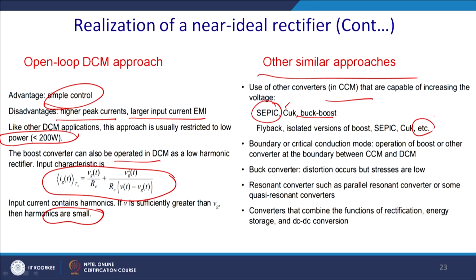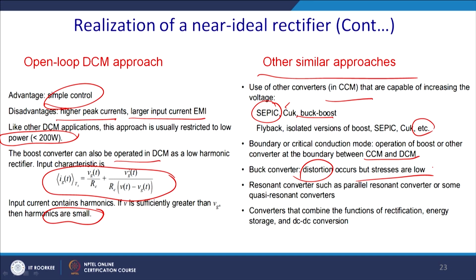And boundary or critical condition mode of operation of boost or other converters is at the boundary between CCM and DCM. The buck converter has an advantage, but the distortion occurs, but the stresses across the switch will be lower.